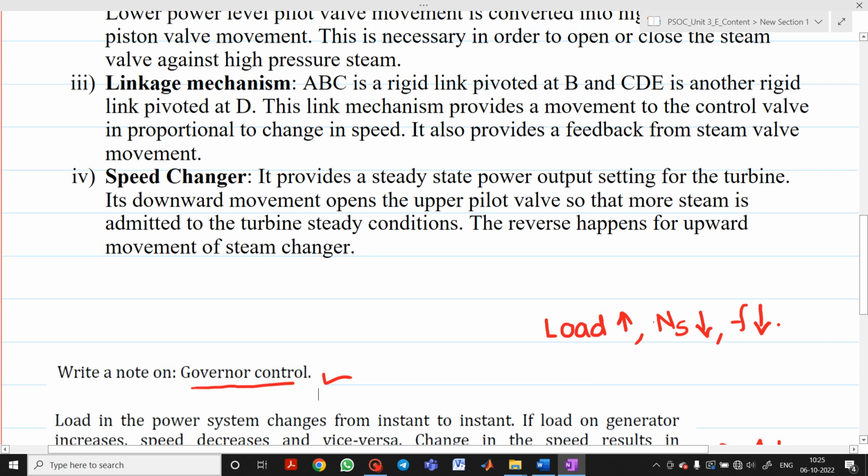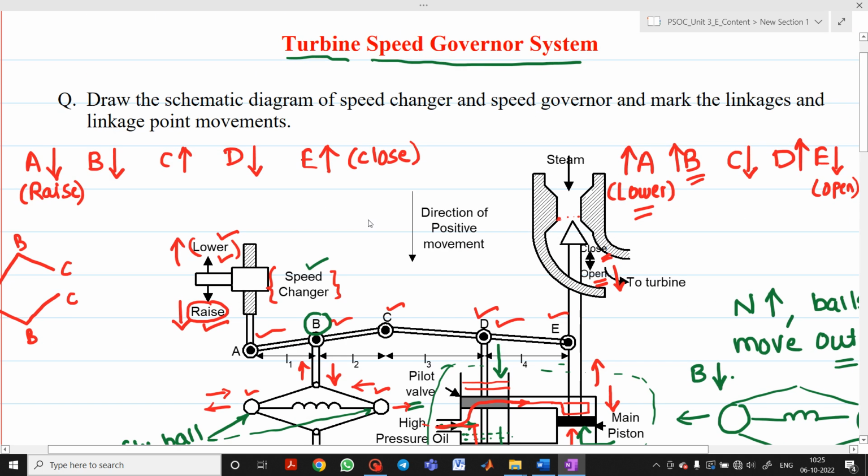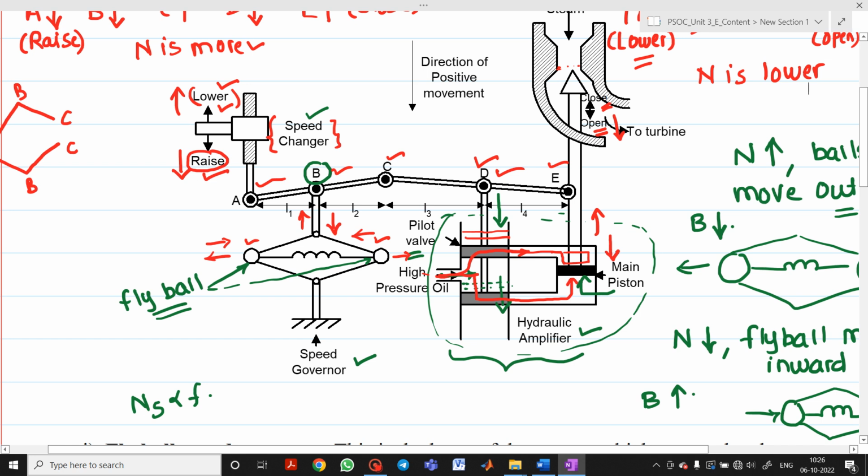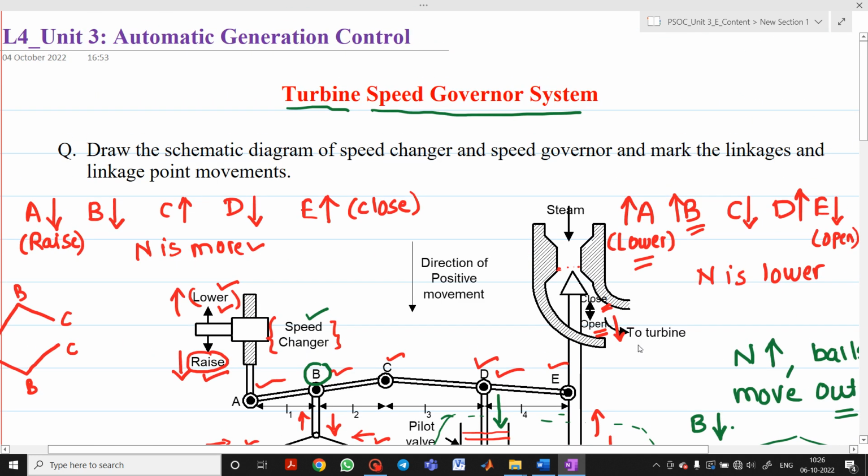So if the question is asked, draw the schematic diagram of speed changer and speed governor and mark the linkage and the linkage point movement, then we have to draw this diagram, and whatever I have shown here, A, B, C, D, E linkage mechanism, what happens when the speed N is more, this is the case, and when N is lower, then this is the case. You have to write all the parameters, all the things: what is the speed governor, what is the speed changer, what is the linkage mechanism, and how the hydraulic amplifier will work. So this is the turbine speed governor system.